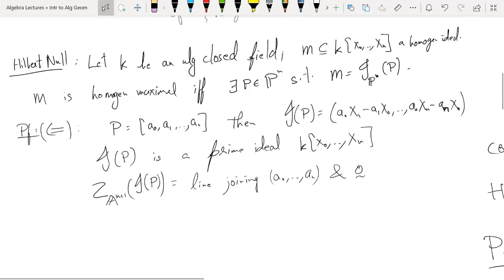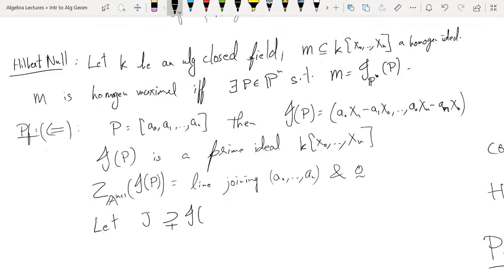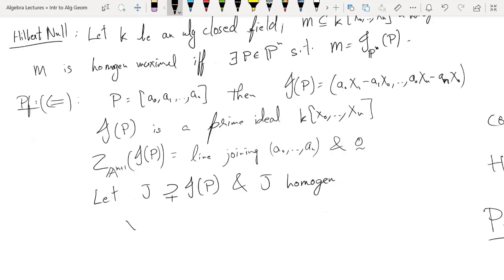So let J properly contain IP, and J homogeneous. So if we have such a J, then what do we know about the zero set Z of J, in the affine space, let's say?